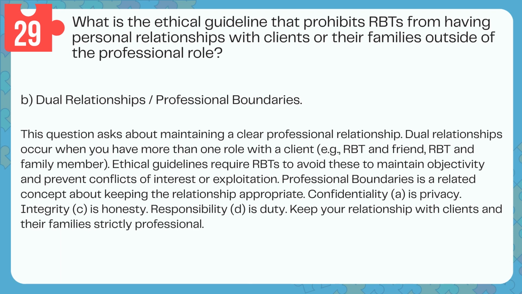Answer: B. Dual relationships/professional boundaries. This question asks about maintaining a clear professional relationship. Dual relationships occur when you have more than one role with a client, example RBT and friend, RBT and family member. Ethical guidelines require RBTs to avoid these to maintain objectivity and prevent conflicts of interest or exploitation. Professional boundaries is a related concept about keeping the relationship appropriate.